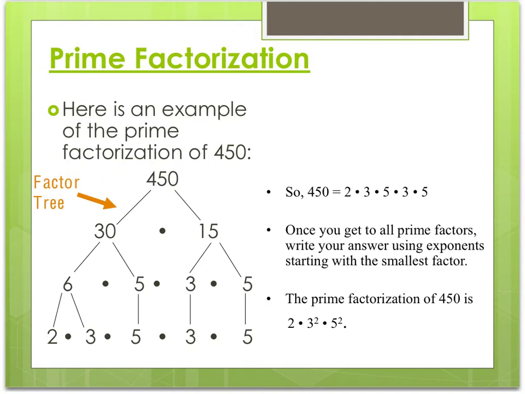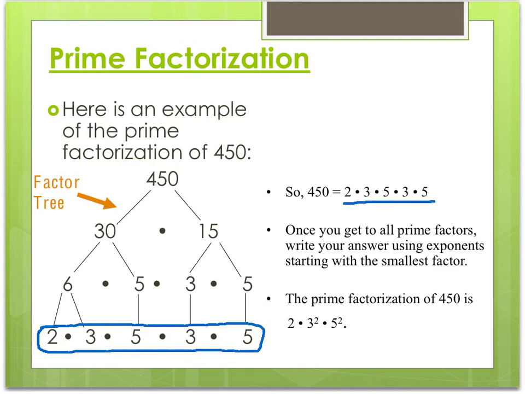So the prime factorization then of 450, when you get to the bottom of the tree, the one thing that you should know is that all these numbers here have to be prime numbers. So 450, the prime factorization of that is 2 times 3 times 5 times 3 times 5.